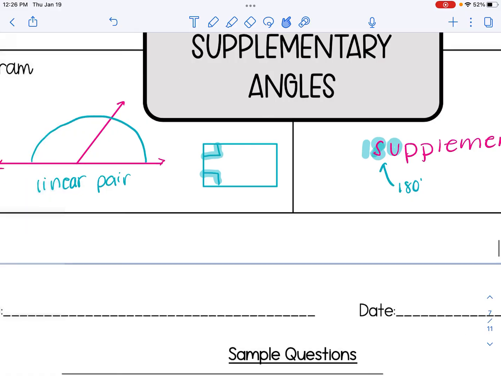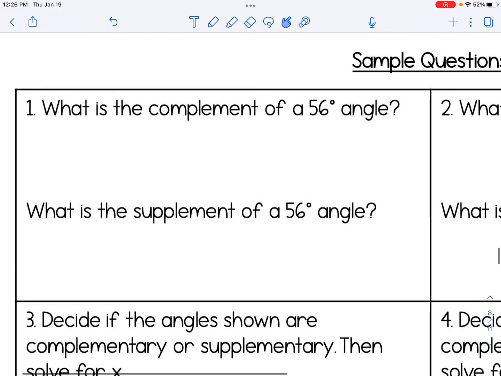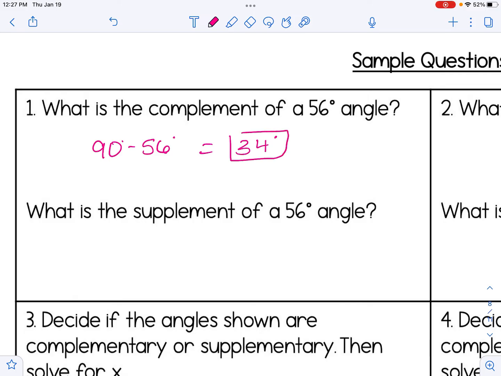Let's take a look at some examples and sample questions using complementary and supplementary angles. First up, what is the complement of a 56-degree angle? Well, we know that if they're complementary, they have to add up to 90. So what I'm really thinking about here is I'm doing 90 minus 56, and I get a measure of 34 degrees. For the second question, what is the supplement of a 56-degree angle? Well, since supplementary angles add up to 180, I'm going to subtract from 180 this time, and I get 124 degrees as my supplement.